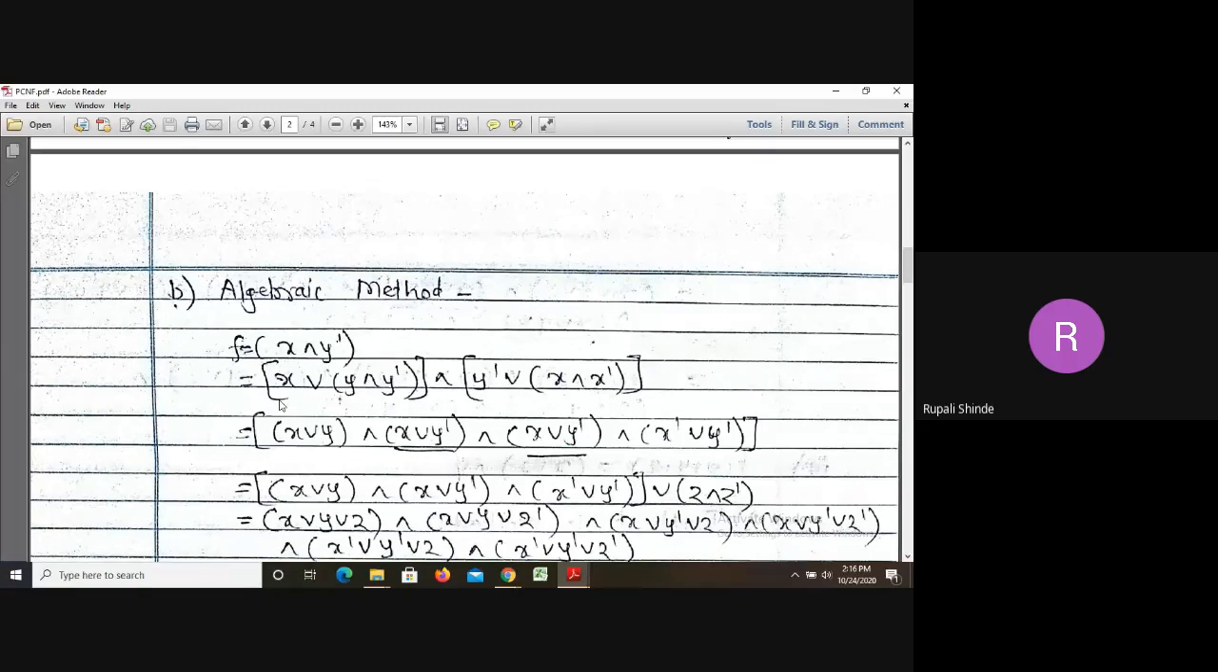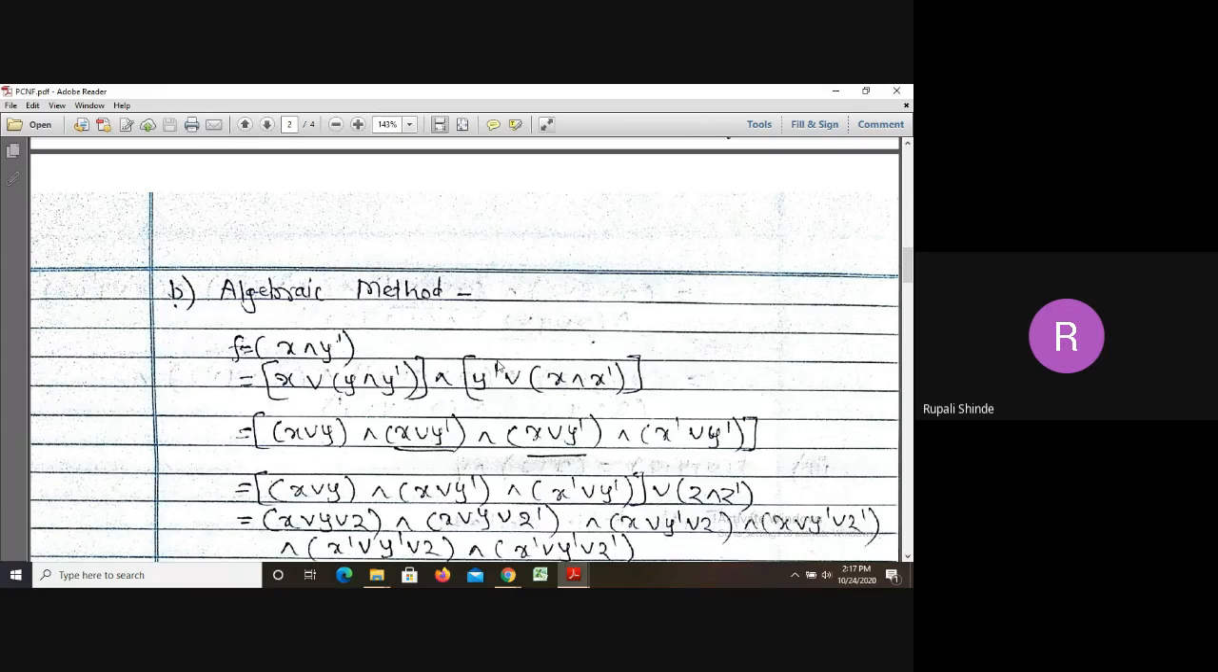Now apply distributive law. So x or y, this is the first term, and x or y's complement, this is the second term. We have just applied distributive law. So up till now, have you understood? Yes, ma'am. Okay. Now the next symbol is and, that is written over here, and the next variable is y's complement.